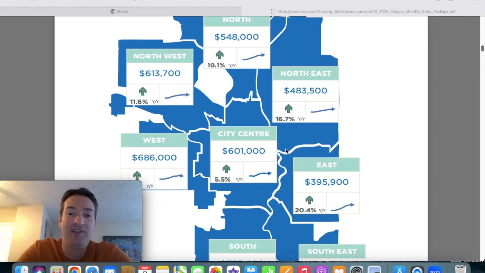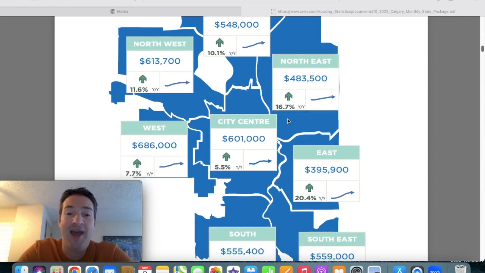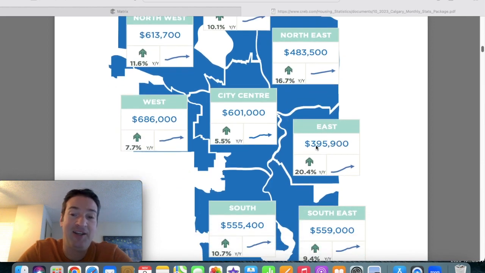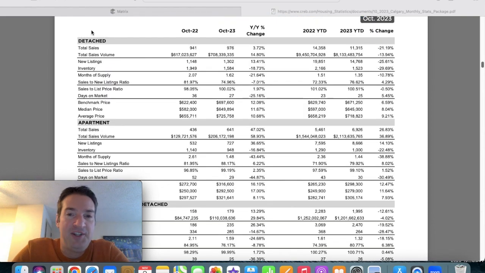And then the most affordable parts of Calgary are on the east side. So northeast at 483,500, up 16.7%, big increases there. And the biggest increase, east Calgary, up 20% to almost just shy of 400,000. So big increases there. Now I'll just go through this sector by sector, just to give you a rough breakdown.